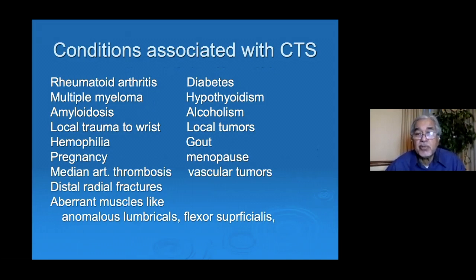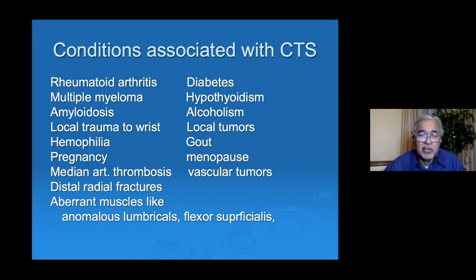The other conditions associated with carpal tunnel could be rheumatoid arthritis, multiple myeloma, amyloidosis, local trauma to the wrist, hemophilia, pregnancy, and median artery thrombosis. With local trauma to the wrist, if there is an irregular reconstruction of the wrist, either in a Colles fracture which has healed unsatisfactorily, or if it's been operated with a plate, one has to look at the wrist to see whether that mechanical factor is causing compression of the median nerve or not.